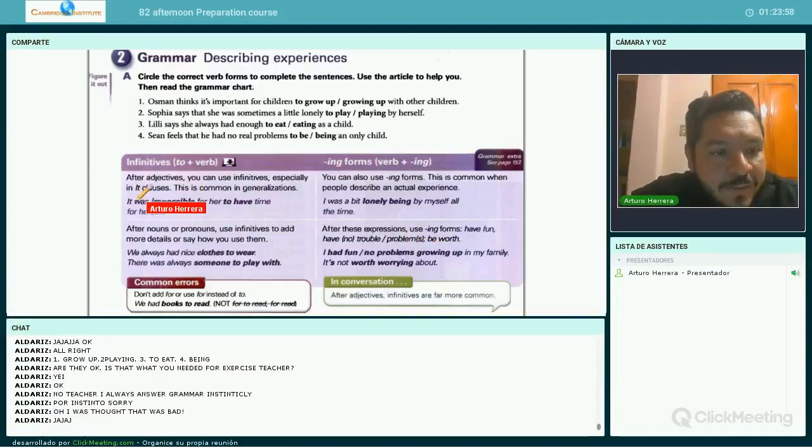Okay, it's better. Look, so please read the grammar chart. Look, after adjectives you use the infinitive, especially in it clauses. When we have an it clause, it's very likely to have an infinitive too. On the other hand, when you say something that is common, you can use ing.